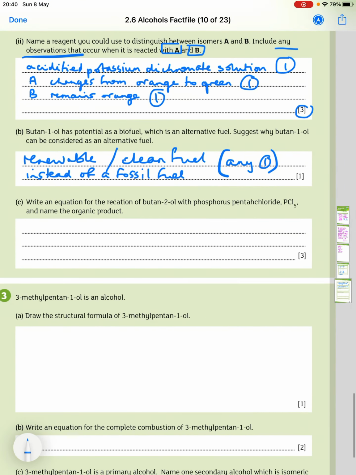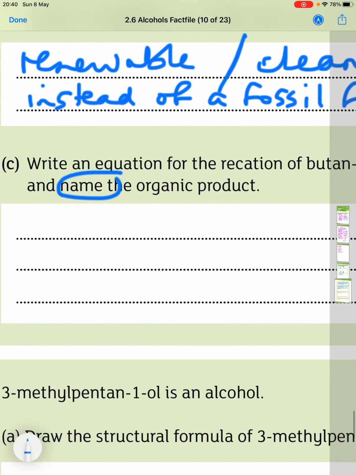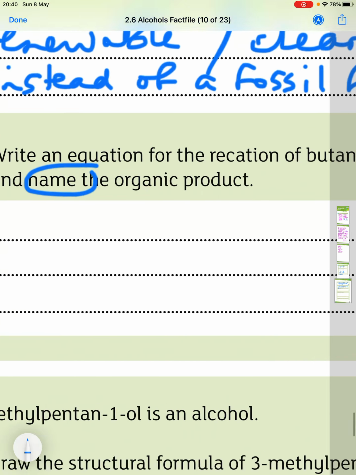Okay, C, write an equation for the reaction of butane 2-ol with phosphorus pentachloride PCl5 and name the organic product. So I'm guessing there would be 1 mark for the name and 2 marks then for the equation. So it's butane 2-ol. So we've got 4 carbons and the OH is on the second carbon.